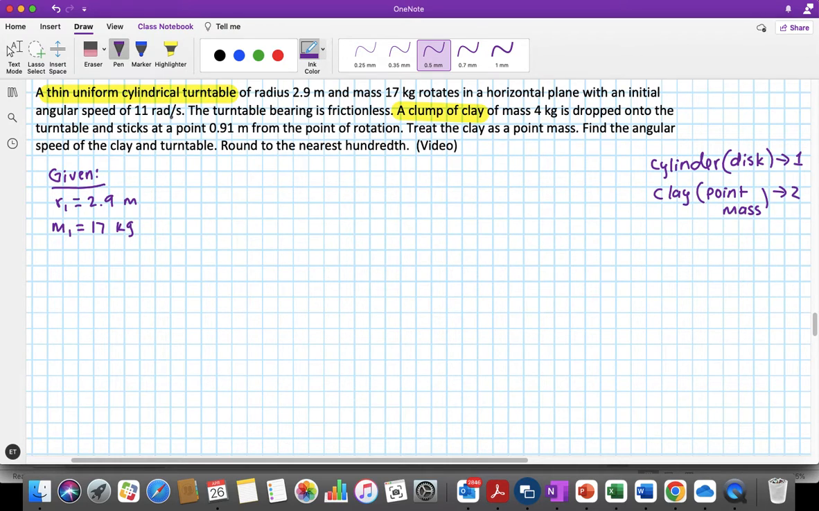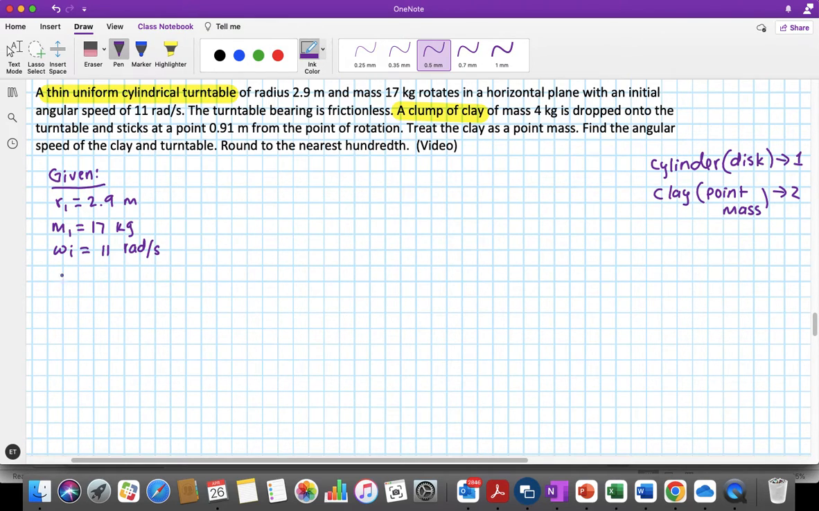Next, we're told that it has an angular speed of 11 radians per second. That is the Greek letter omega, kind of like that, and that is omega initial. This is a 1, and this is initial. That is 11 radians per second. Let's try that S again. There you go.